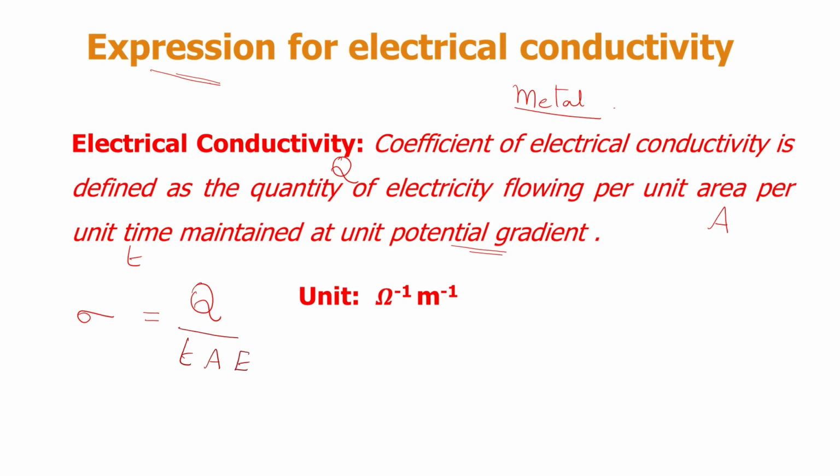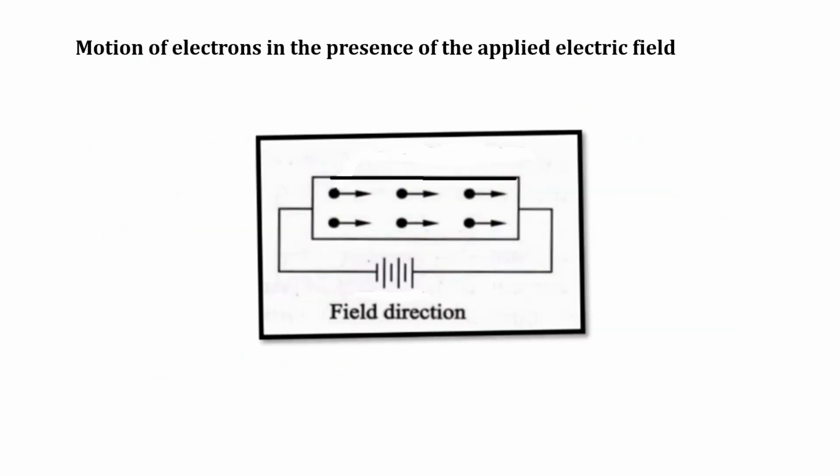Q is the quantity of electrical charges or electricity. T is the time taken. A is the area of cross section of the material, and E is the applied electrical field or the potential gradient, the voltage drop per unit length or unit thickness of the material. The unit of the electrical conductivity is ohm inverse meter inverse. After the definition, we are going to derive the expression for electrical conductivity.